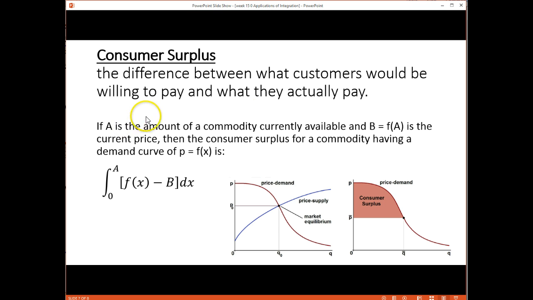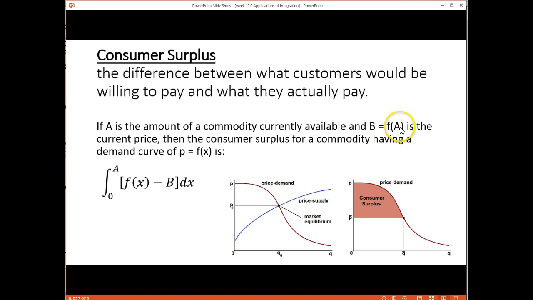We're going to let A be the amount of commodity available. So in other words, A, we'll just assume for the sake of argument, because our drawings are set up this way, is this Q0, or this Q down here. This is the equilibrium price. It doesn't necessarily have to be the equilibrium price, but for the sake of argument, we're going to let it be the equilibrium price because that's what it represents on our drawings in this example.